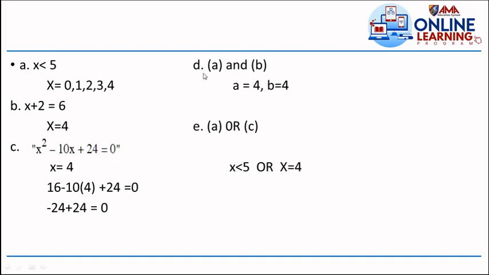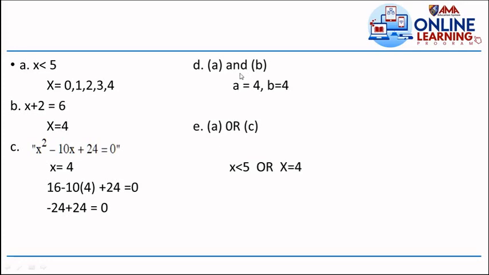Next, for letter D, statement A and statement B. So these two must both be true. For statement A, if x is equal to 4, it is correct, right? Because 4 is less than 5. It is still true. Then our statement B is also equal to 4. Our x is equal to 4 in statement B. That means they are both true. So here we have your D, an AND statement.